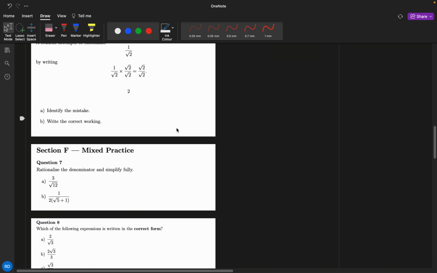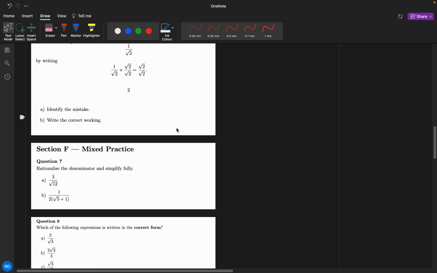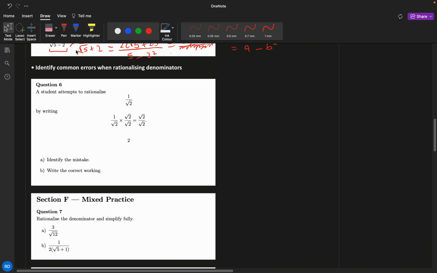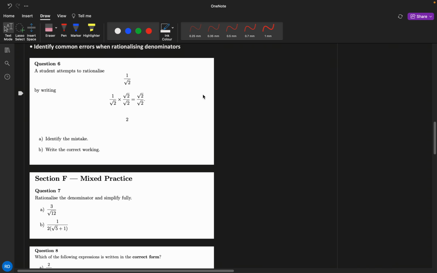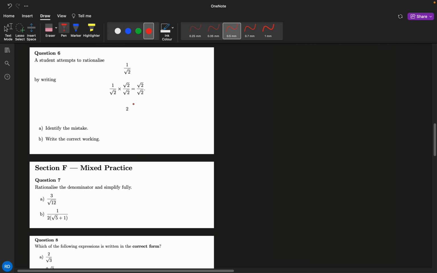Okay, now we're on to the final 3 questions, just a couple of mixed practice ones and identifying common errors. I'm just going to cross out this 2 here. I was reading this before. I don't think this 2 is meant to be there. It doesn't really make any sense. So, student attempts to rationalize 1 over root 2 by writing this. Identify the mistake, write the correct working.